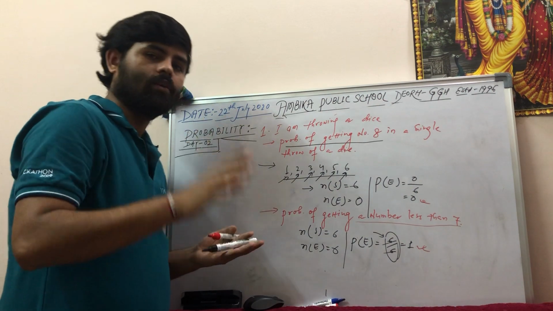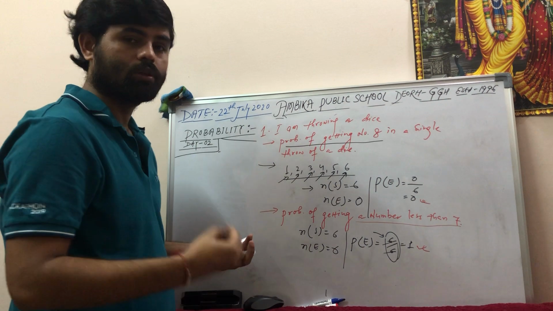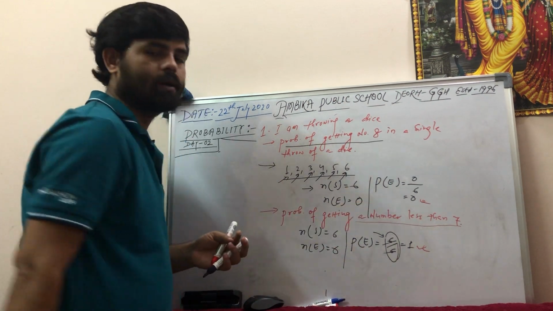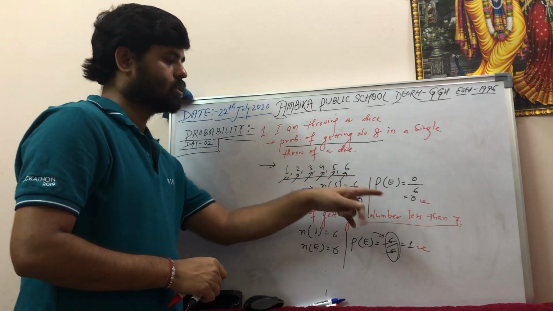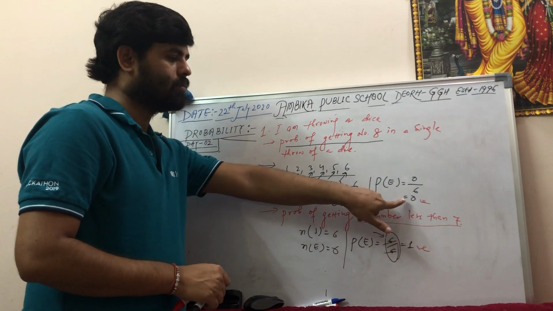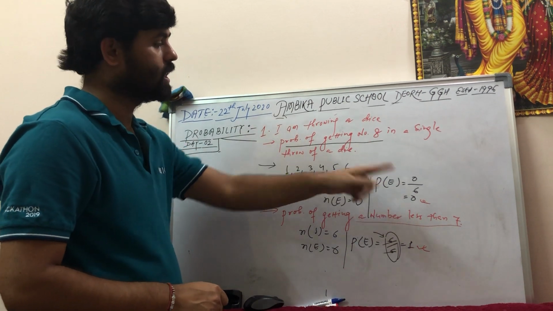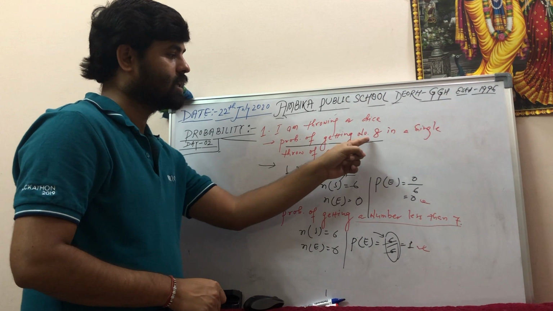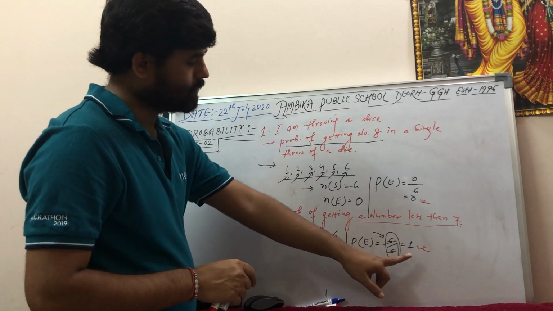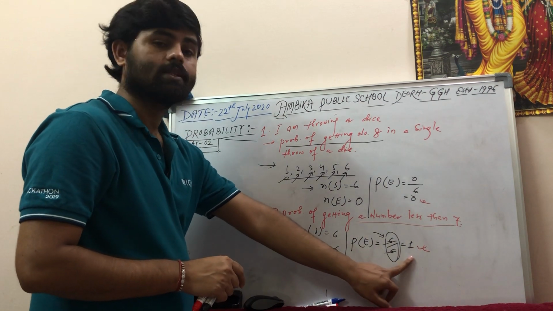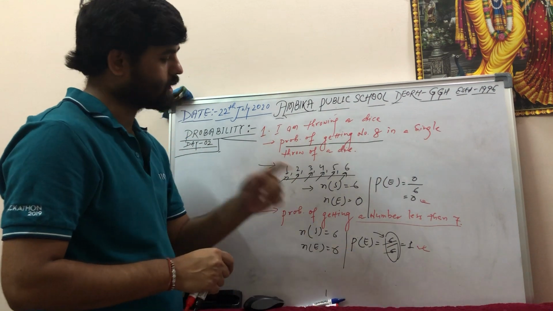If the event you are trying to search for does not exist, you will get a 0 probability. Here the event is getting number 8, that does not exist here. So probability is 0. This event, getting number 8, is called an impossible event. And if the probability value is 1, that means it is a sure event. Sure event means that is pakka.